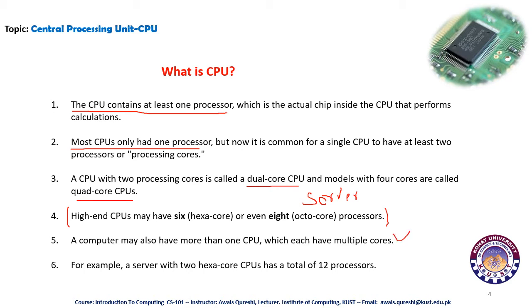For example, a server with 2 hexa-core CPUs has a total of 12 processors. Hexa-core means 6 cores. So if a server comes with 2 hexa-cores, this means that the server has a total of 12 processors, and those 12 processors are called multiple cores.